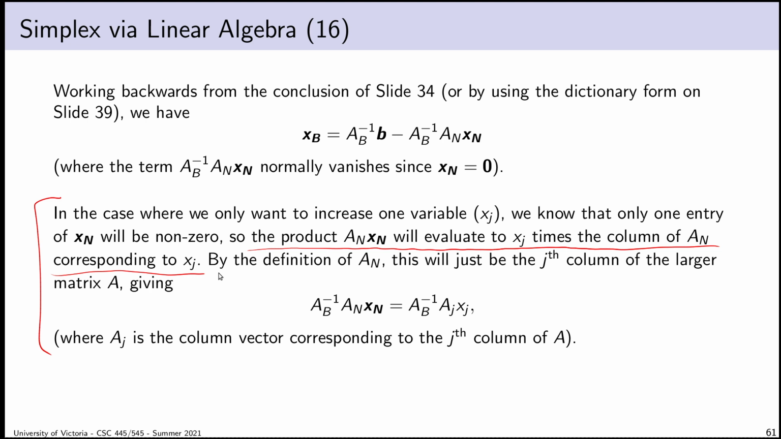Okay. By the definition of an, so what's an? An is a matrix whose columns are the columns of the big matrix A corresponding to our non-basic variables. Okay. By the definition of an, this will just be the jth column of the larger matrix A. It says it in such a nice, smooth way that you almost want to believe it. And so it gives you this. It says that this whole product, in the unique case where I'm only changing xj to be non-zero, so I give xj some value, this whole product evaluates to AB inverse multiplied by this thing. This is a single column of A, the big matrix A, so column A sub j, multiplied by the new value of xj.